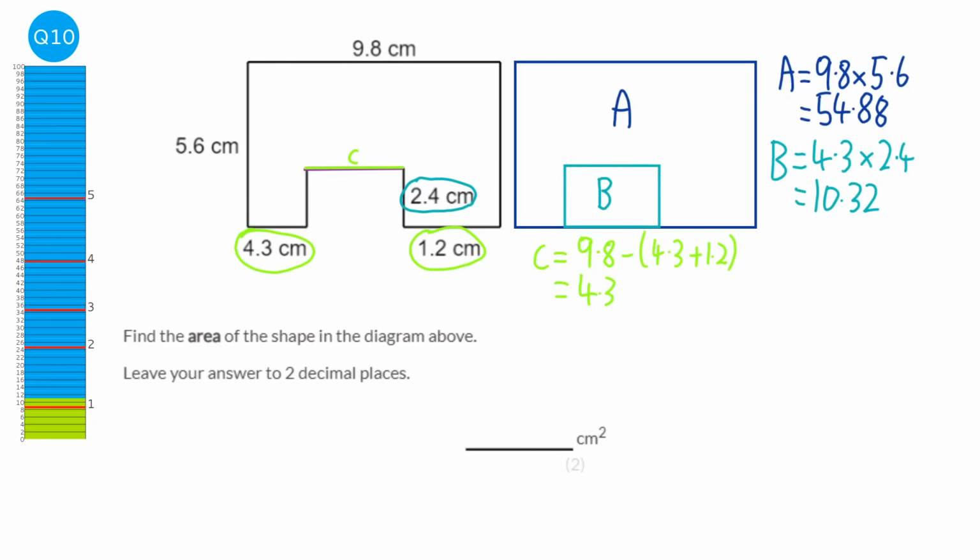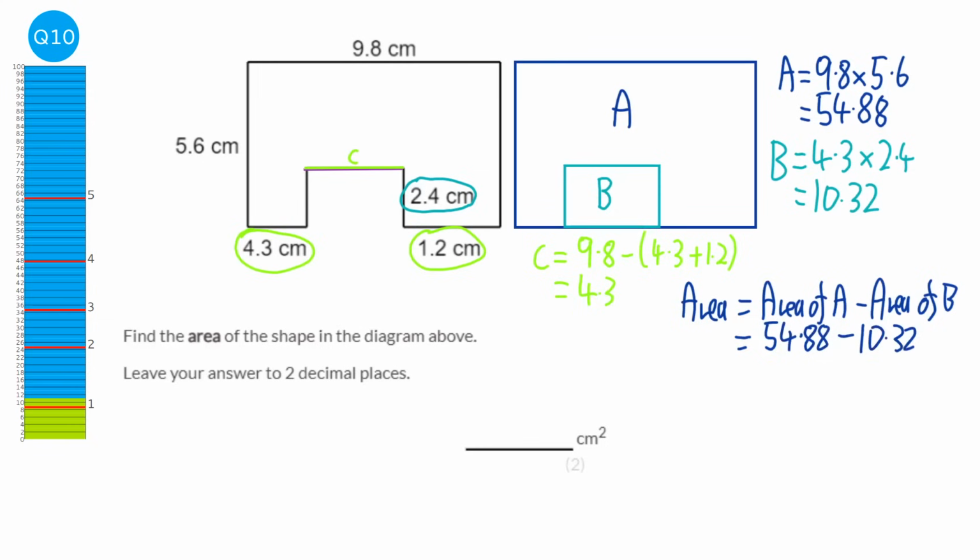Now to work out the area of the whole shape, all we need to do is the area of A take away the area of B. So the area of A was 54.88, and we're going to take away the 10.32, and that gives us 44.56. And all the units are in centimetres, so our units for the area will be centimetres squared.